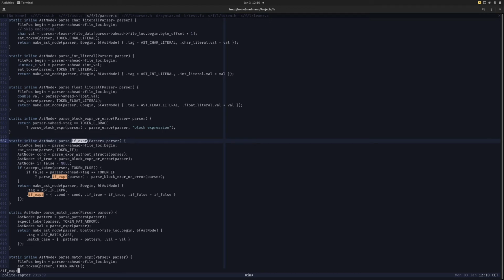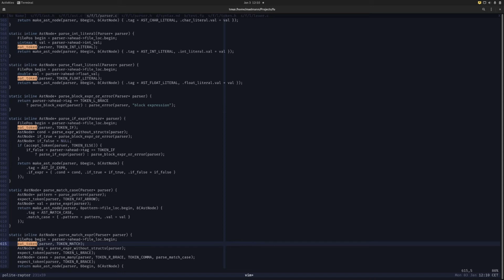So if I look for if expr, I find this. The way it works is very simple. You first get the current position of the parser. This is helpful because you're going to need it to create the AST node. Then you eat the token. What this means is I'm skipping it. I'm just advancing the state of the parser.